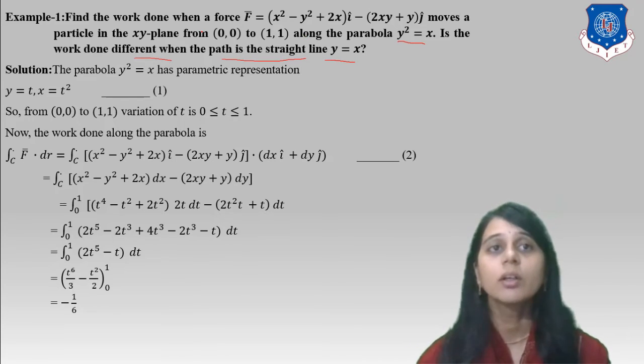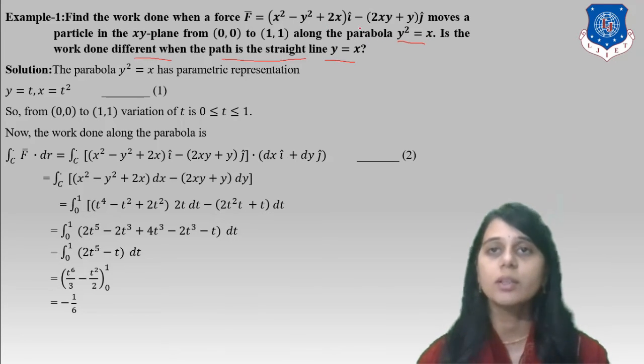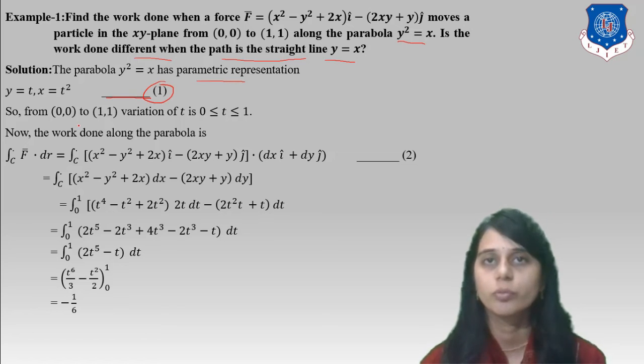So we have to find the work done for the parabola y square equal to x, and also check whether the work done is different if we take the path of the straight line y equal to x. We take first the parabola y square equal to x. The parametric representation for the parabola is y equal to t and x equal to t square. This is our equation 1. What are the initial and boundary points? It is (0, 0) to (1, 1) and t between 0 to 1.